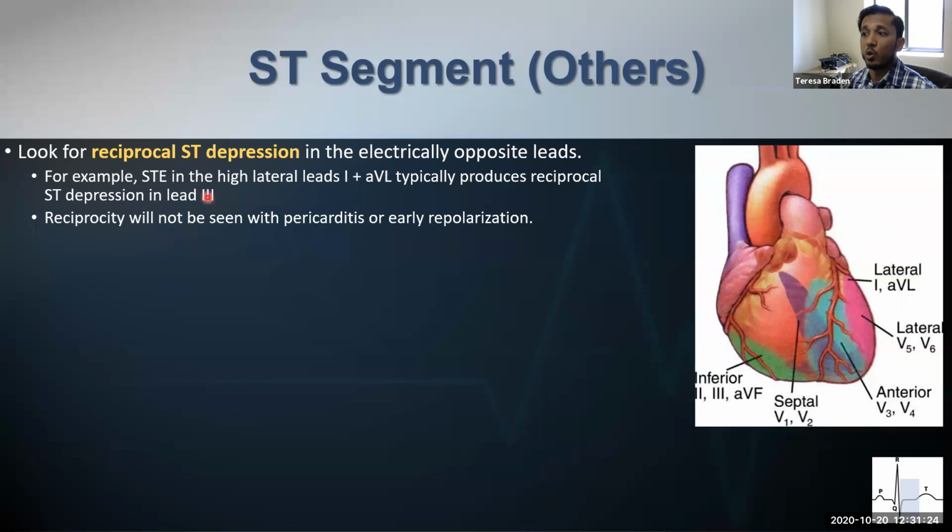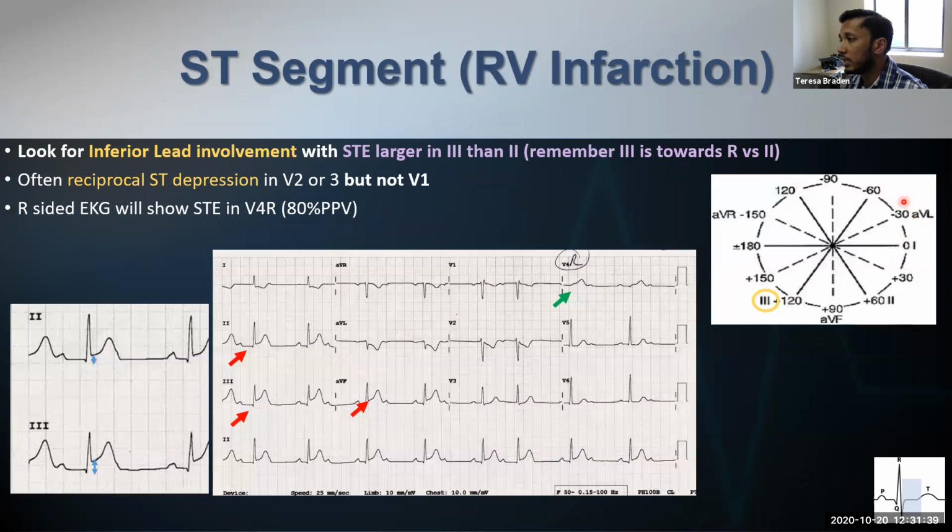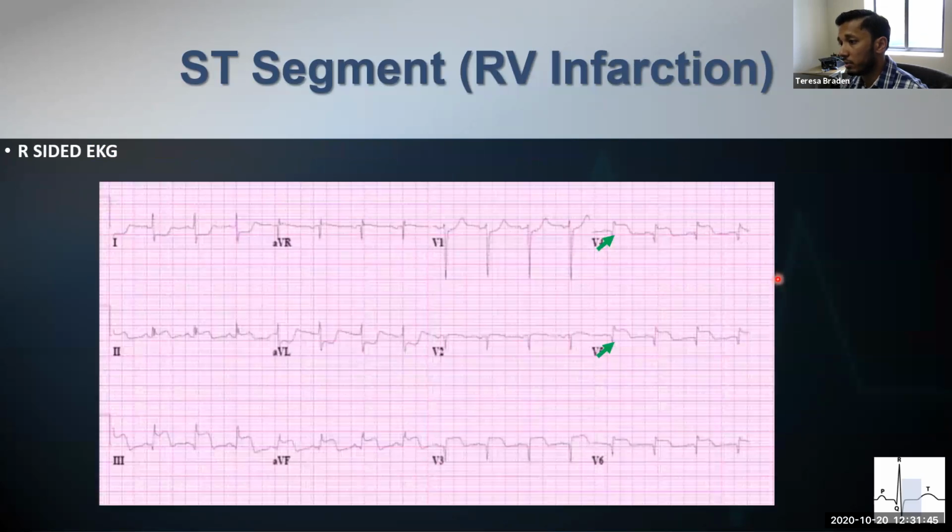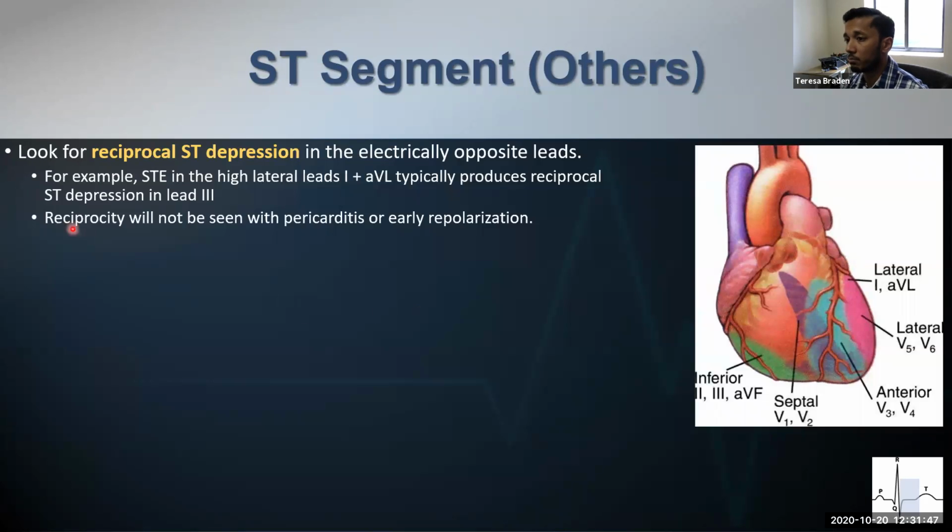So let's take an example. If we saw elevations in the high lateral leads, which is 1 and aVL, it's typically going to produce a reciprocal ST depression in lead 3. So if we had infarctions up here, then the opposite is going to be in lead 3. So let's go back to here, aVL, high lateral, 1 and aVL, the electrical opposite is going to be in lead 3. Kind of cool, right? Not really, I know.